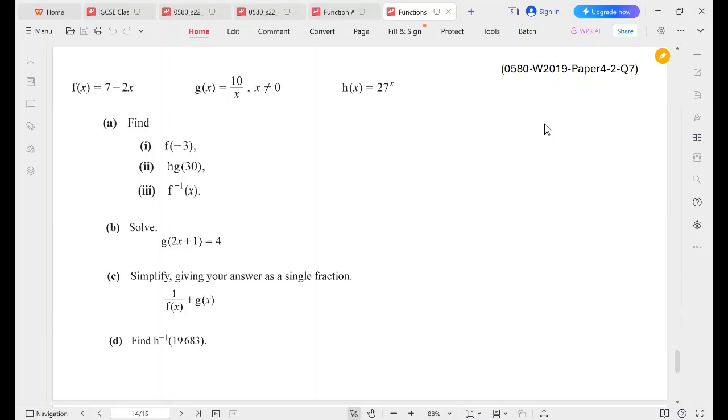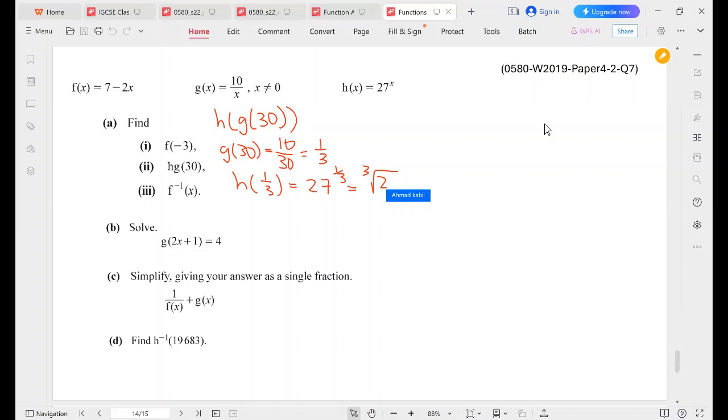In double I, we're required to find h of g of 30. So h of g of 30, we need to first find g of 30. And this is equal to 10 over 30. And 10 over 30 is the same as 1 over 3. So h of 1 over 3 gives us 27 to the power of 1 over 3, which is the cubic root of 27.